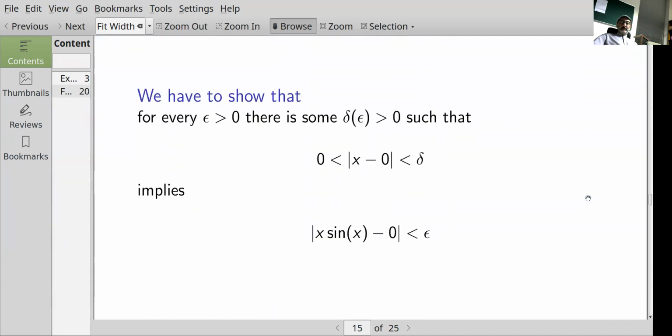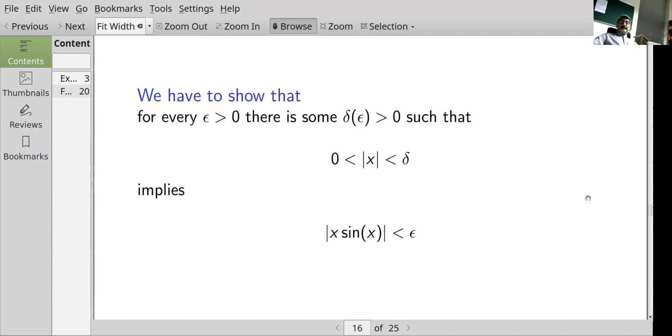Okay, what do we need to show? We need to show that for every epsilon greater than 0, there is some delta dependent upon epsilon, such that 0 is less than absolute value of x minus, here x naught is 0, less than delta, implies that absolute value of x sine x, that's the function, minus the claimed limit 0, should be less than epsilon.